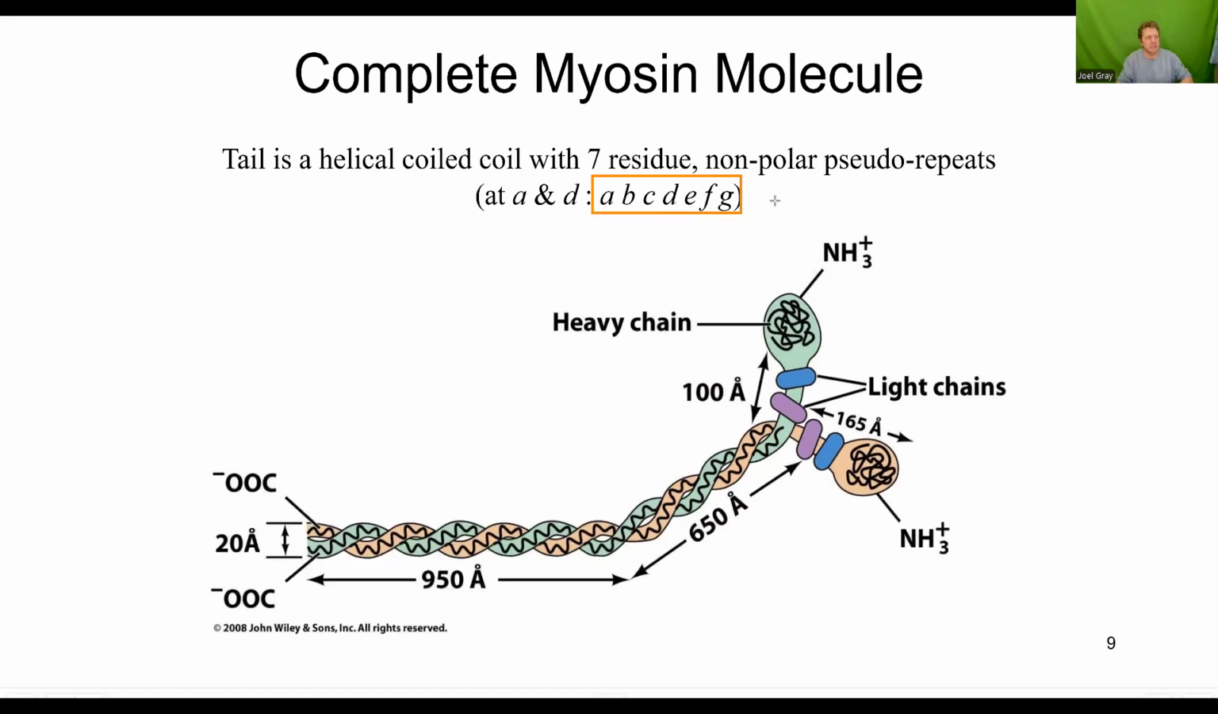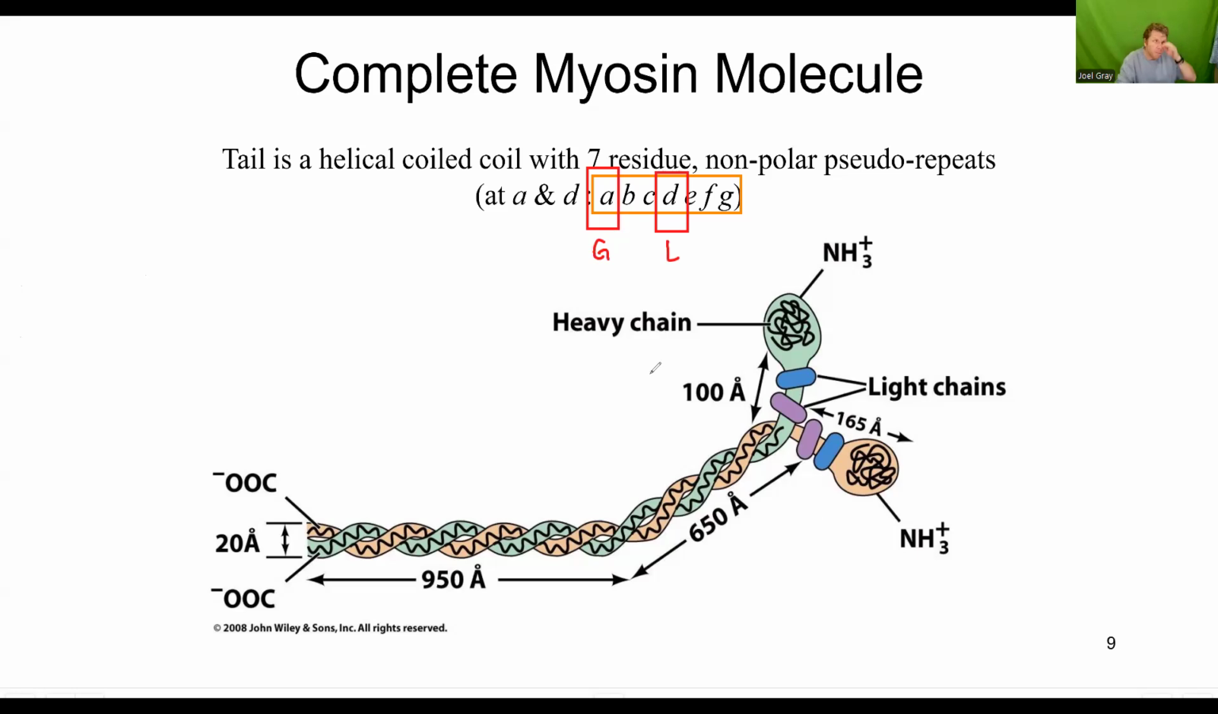represented by A, B, C, D, E, F, G. So it's these seven residues, and then basically those seven other residues. Now, at A and D, we have nonpolar amino acids. Some good examples of nonpolar amino acids that would go there: we wouldn't want to put a serine there, but maybe we could put a glycine or a leucine. Those would be good examples to go there.